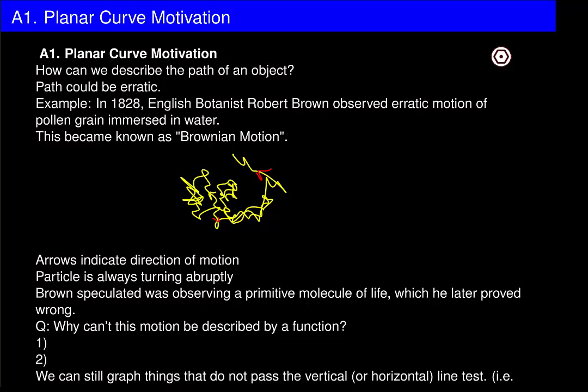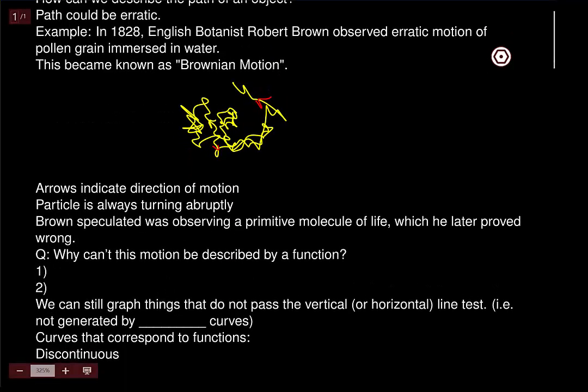So Brown speculated when he saw this, and this is where the wrong comes in, the extreme wrong, that he was observing a primitive molecule of life. He thought, well, this doesn't satisfy any of the smooth physics, and so this must be some type of life form. Of course, he was wrong, which he later proved. But if we look at this, we could ask the question, why does our basic knowledge of functions not work for this path?